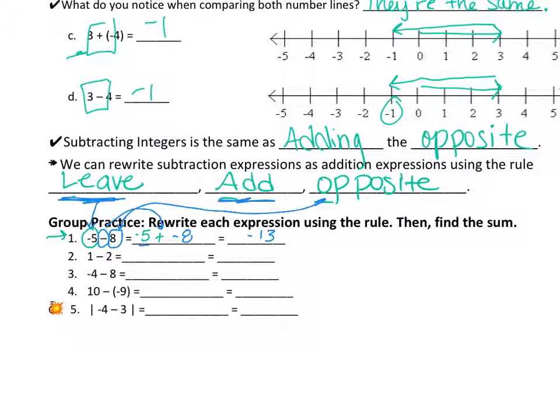Now, you could type this in your calculator. You can type in -5 minus 8 and get -13, but as a 7th grader, you're responsible for knowing the addition expression given the subtraction expression. So this piece right here, what I'm having you do in the middle, is just as important as the final answer. In fact, it might be more important because the standard says you have to be able to rewrite these subtraction expressions as addition. Okay?